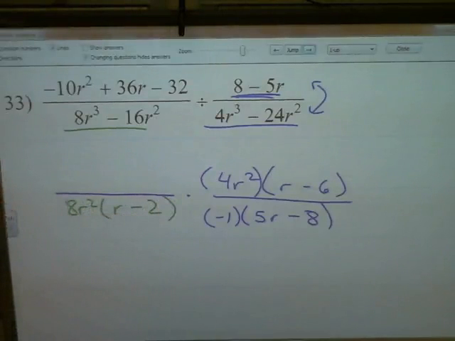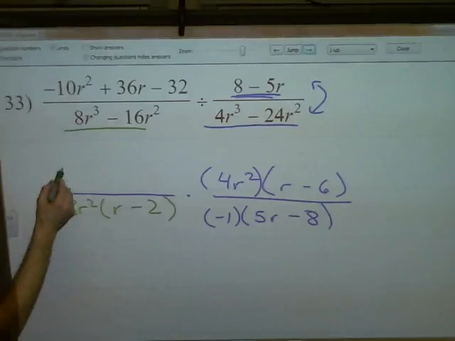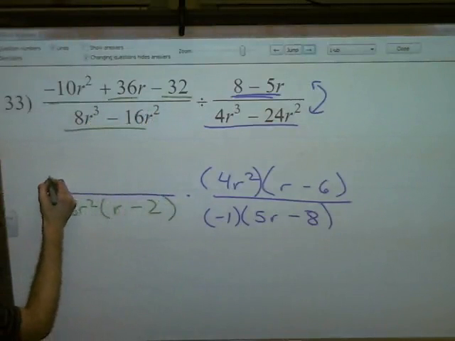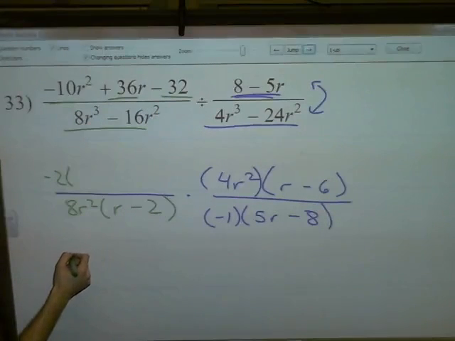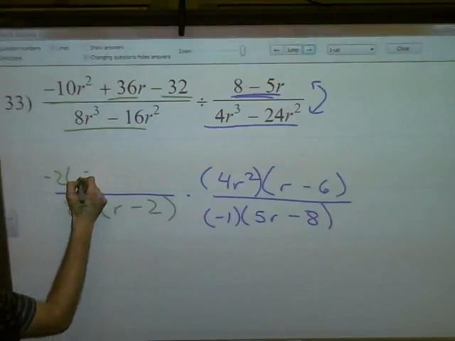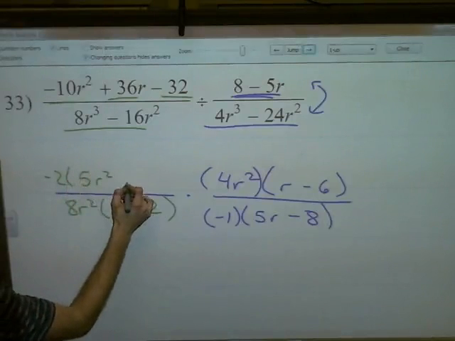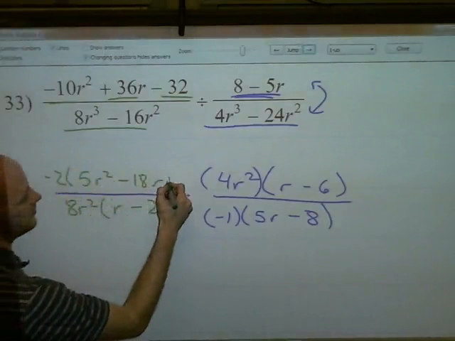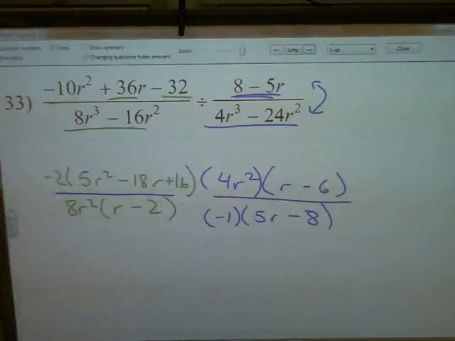Now I need to factor the top of the second fraction, and you can see that if I just look at it, all the things in that have a 2 in common, but not just a 2, a negative 2. And if I pull a negative 2 out of there, that'll leave me with a positive 5r squared, a negative 18r, and a positive 16. Now that is still factorable.